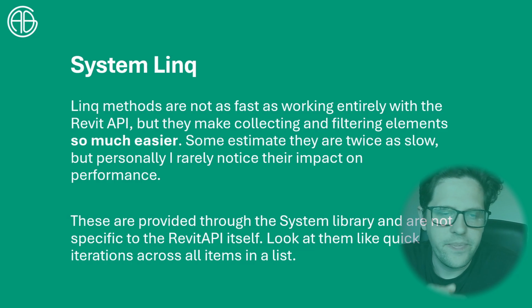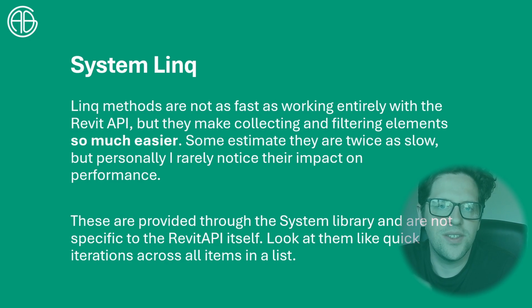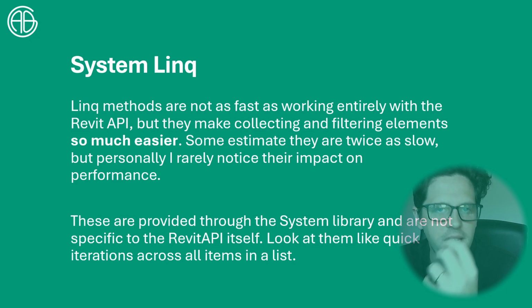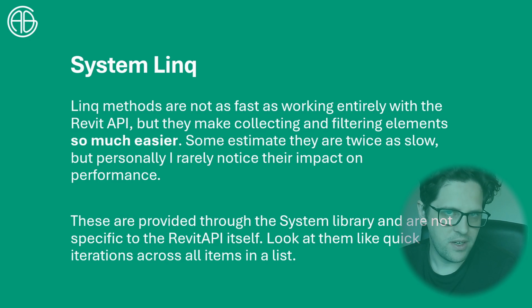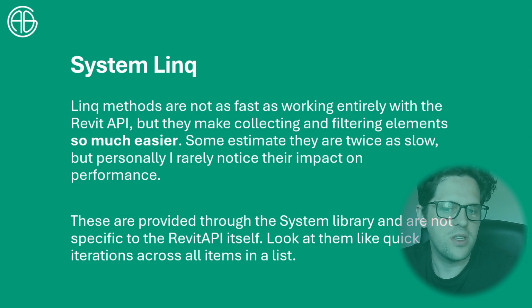So here's a big one. System Linq is a game changer for accessing and filtering elements in the Revit API, in my opinion. Linq offers methods that we can use to iterate rapidly across lists of objects. Noting that each step you use a Linq method in is effectively like looping across your list of objects. So it's going to be a little bit slower.